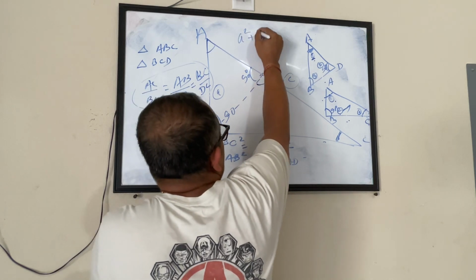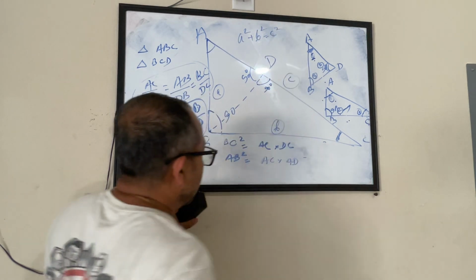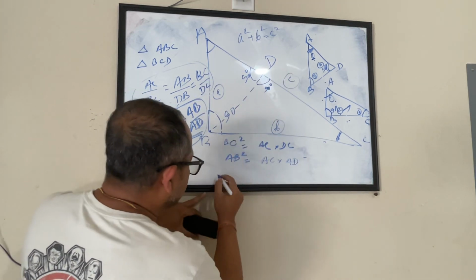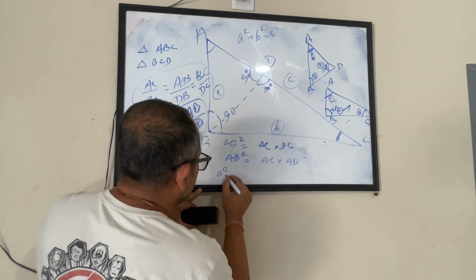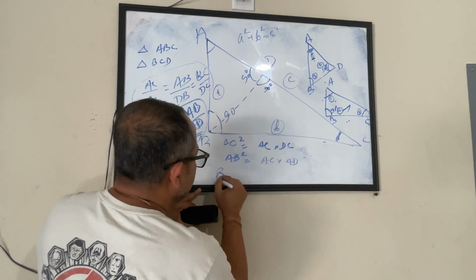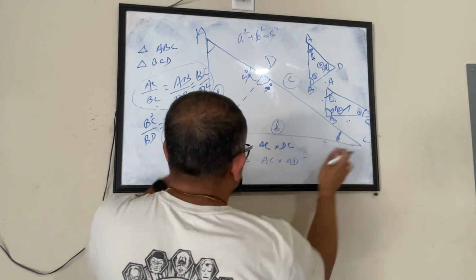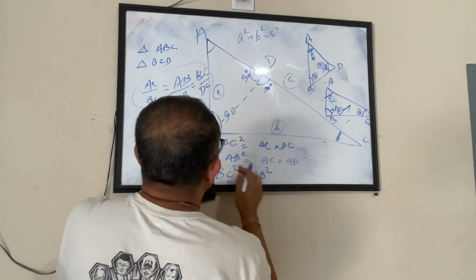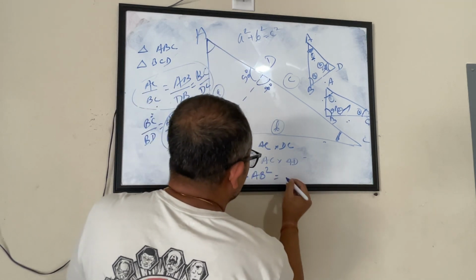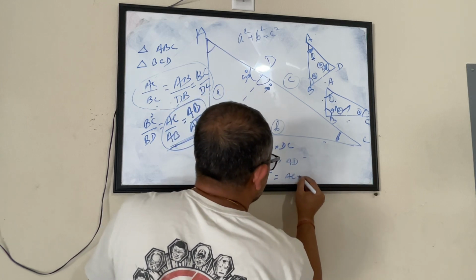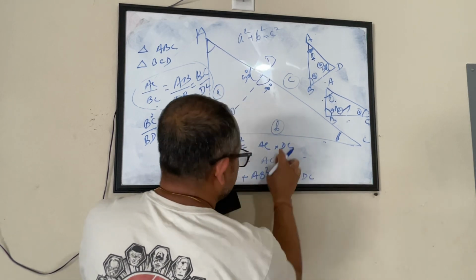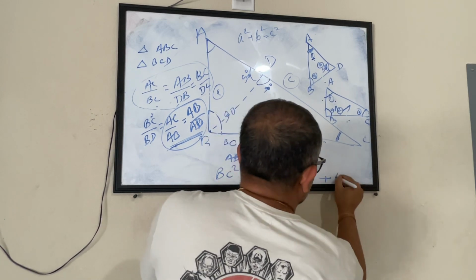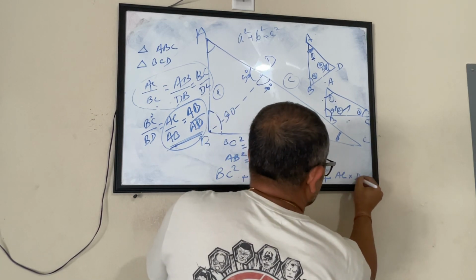A square plus B square equal to C square. Now, I am not substituting these values, okay? Right now, let's look at this. So BC square, meaning this square plus this one. I am just adding these two equations, okay? Plus AB square equal to what? AC into DC. This is BC square plus this AB square value is AC into DC.